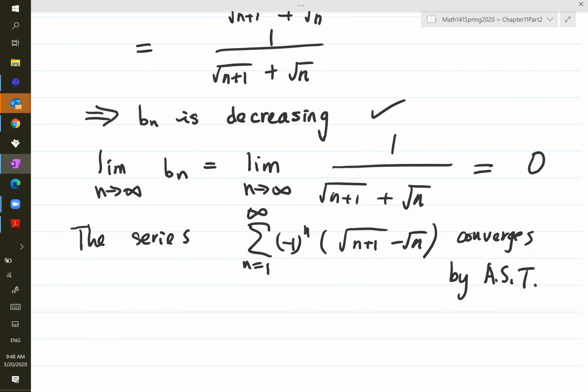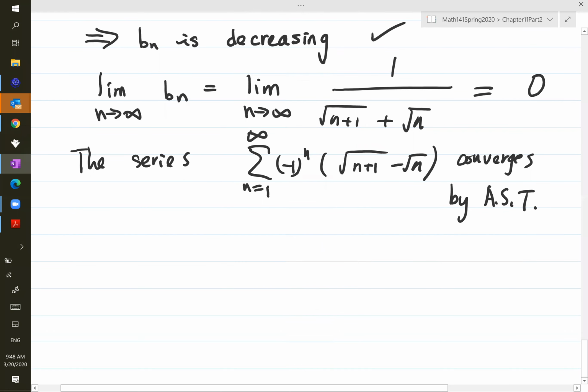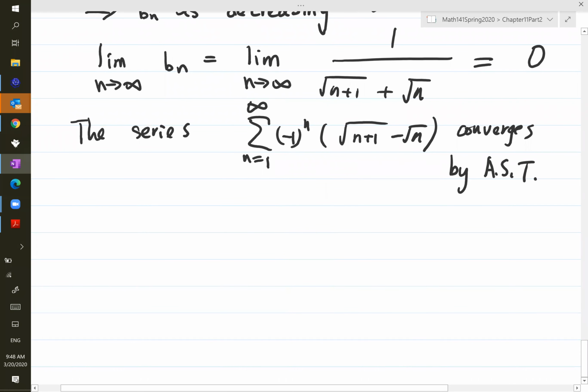Now you need to be careful. When the alternating series test applies, the conclusion is that the series actually converges. You never get "the series diverges by the alternating series test." This is of course wrong. The conclusion is that the series converges if the alternating series test applies.